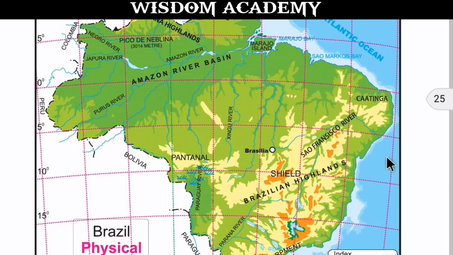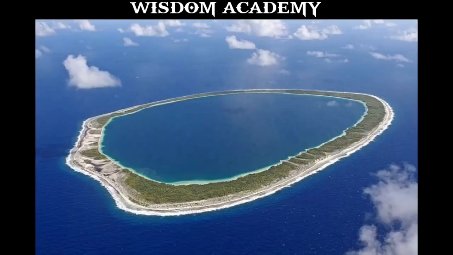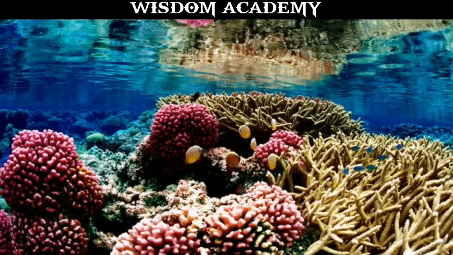The Brazilian coast is characterized by a large number of beaches and sand dunes. So there are a large number of beaches and sand dunes. The Brazilian coast is protected in small areas by coral reefs and atoll islands. So this is a photograph of an atoll island. The atoll islands are made by coral reefs.